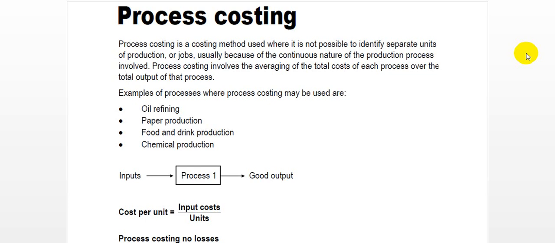So we'll start with the first formula that we need to memorize, which is cost per unit equals input costs divided by units. So whatever input costs that you've incurred in a process, you divide by the units which have been produced. That will give you the cost per unit.